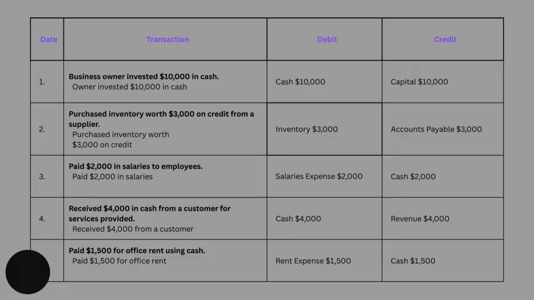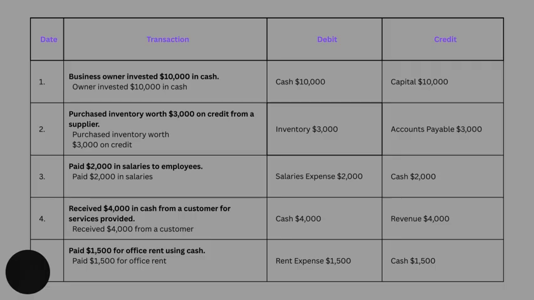First, we have the owner investing $10,000 in cash. This is recorded as a debit to cash and a credit to capital. Next, we purchase inventory worth $3,000 on credit. Here we debit inventory and credit accounts payable. Moving on, we pay $2,000 in salaries, which is a debit to salaries expense and a credit to cash. This is essential for reflecting our operational costs.